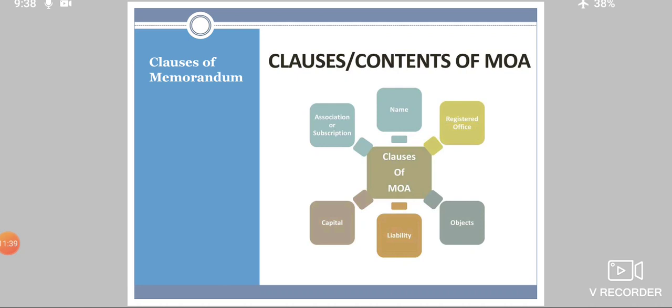Coming to the clauses of the memorandum. See, you can either say clauses or contents of the memorandum of association. So there are 6. The very first one is the name clause.